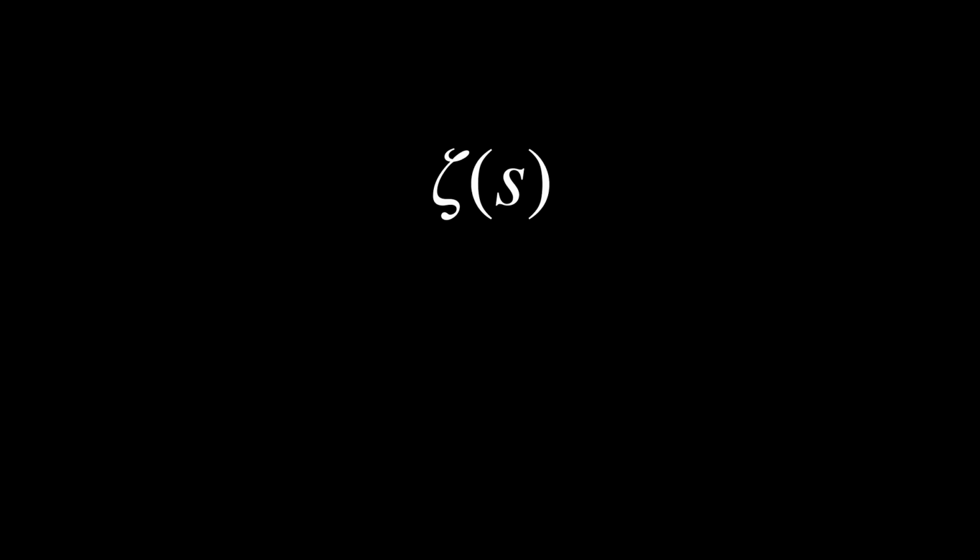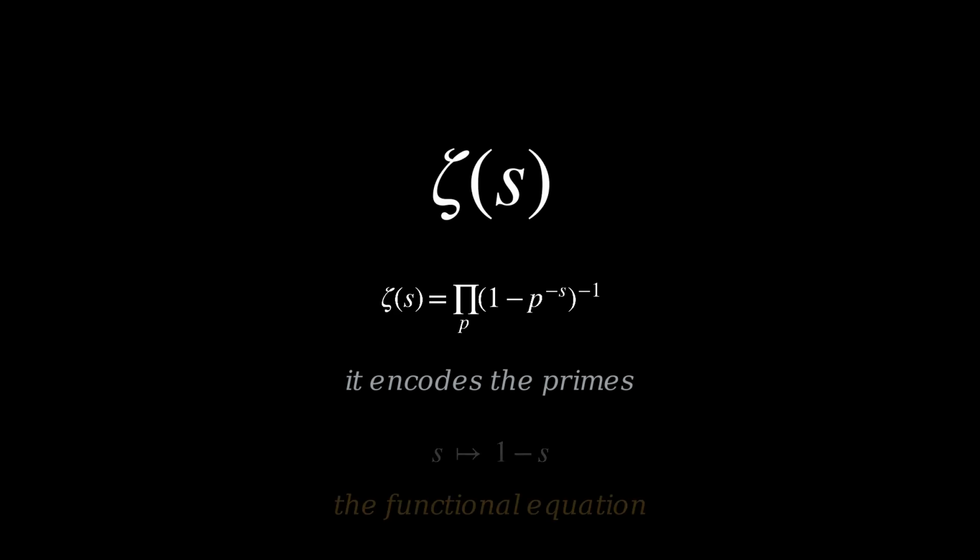For more than a century and a half, the Riemann zeta function has stood at the center of mathematics. It encodes the prime numbers. It satisfies a mysterious symmetry, the functional equation relating s to 1 minus s, and it guards the deepest open problem in the subject. But there has always been a stranger question underneath.